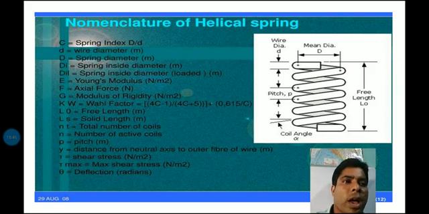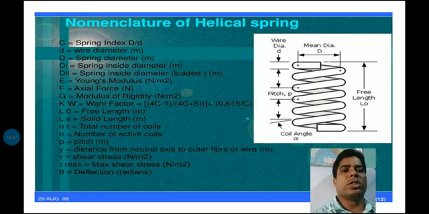Next, the mean diameter, the topmost portion, that is the coil mean diameter, denoted by capital D, and small d is the wire diameter. As I already explained, the wire diameter small d is always less than the coil diameter, so the coil diameter is always greater, and the coil must be circular. Next, pitch. Pitch means between one coil and another coil there is some gap, some distance, and that distance is considered the pitch.